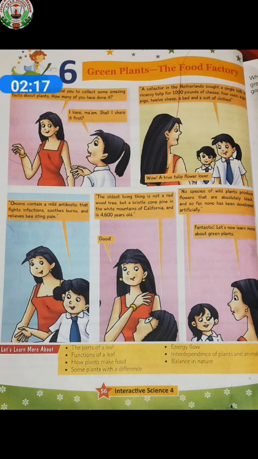Functions of a leaf. A green leaf makes food for the plant. Hence it is called the kitchen of the plant. Plants exchange gases, carbon dioxide and oxygen, through stomata. Leaves of some plants are eaten as food. Now listen, children.